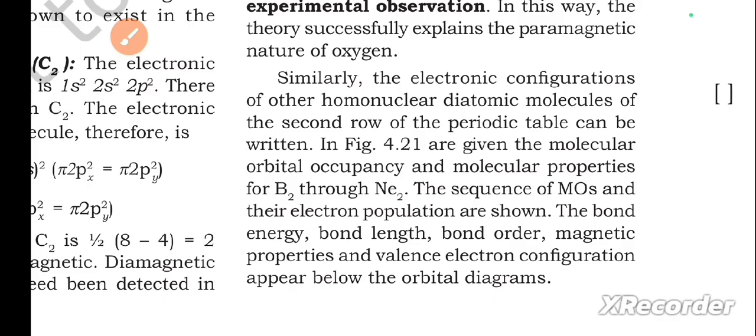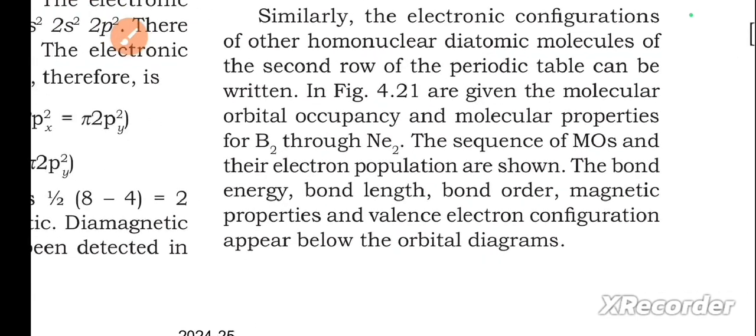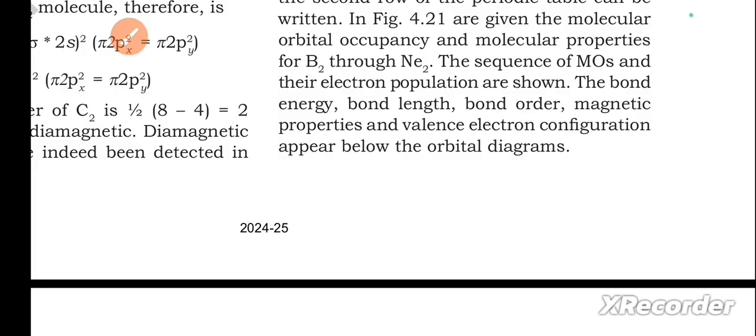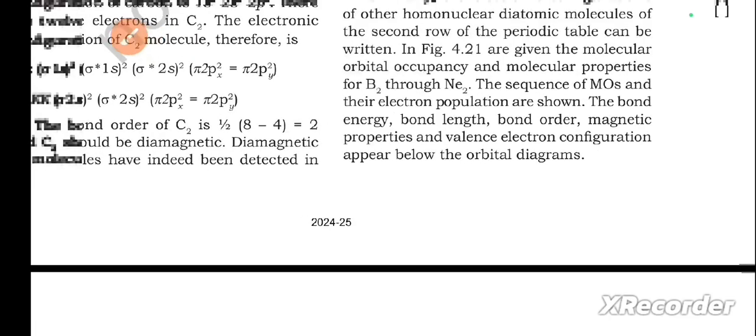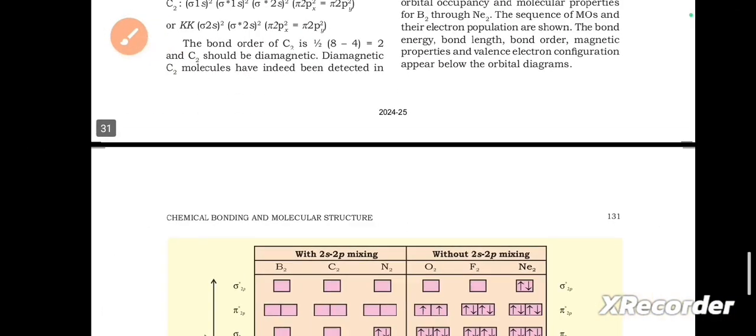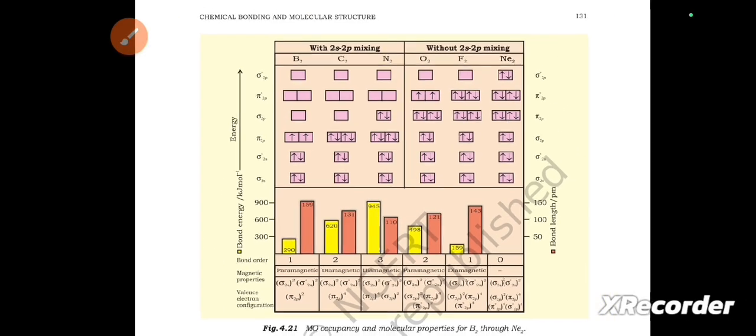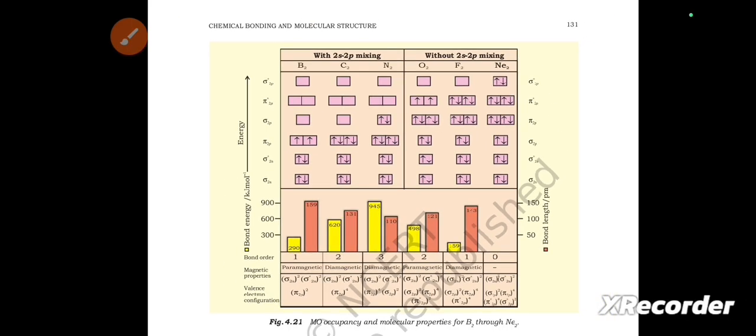In figure 4.21 are given the molecular orbital occupancy and molecular properties for B2 through Ne2. The sequence of MOs and their electron population are shown. The bond energy, bond length, bond order, magnetic properties and valence electron configuration appear below the orbital diagrams. Okay, so this is the figure 4.21. You can pause it and please check it.